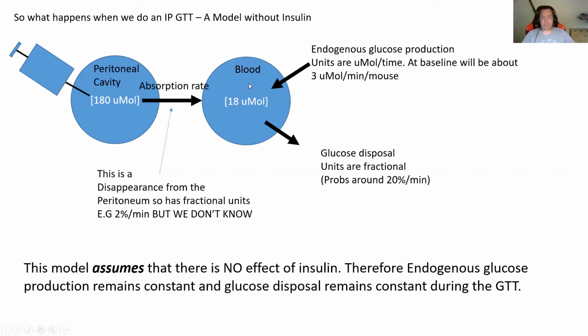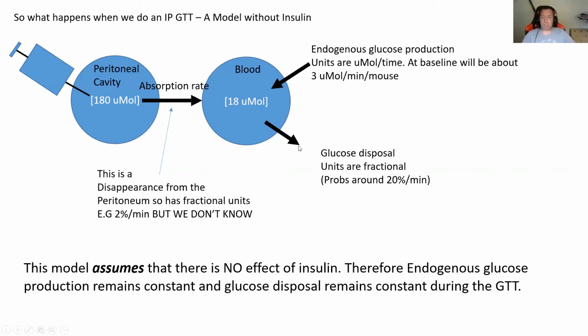In the blood itself, we are going to have glucose coming into the blood from a second source to the peritoneum, and that's the liver. But we're making this model not have insulin involved, so we're just going to fix that. We're going to say it doesn't matter we've injected in a load of glucose. We're just going to say the liver is chunking out something like 3 micromoles per minute of glucose. It's just chunking them out.